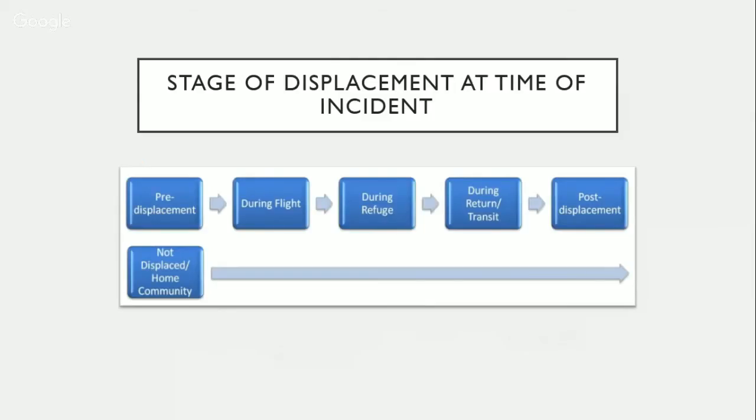It can be helpful to view this visually. At the top, we have a pathway that goes from pre-displacement to during flight, during refuge, during return or transit, and finally post-displacement. This is the process of displacement. Below that, in a separate row, you can see not displaced or home community. Because if someone's not displaced or home community, they've never gone through any of the steps of displacement.